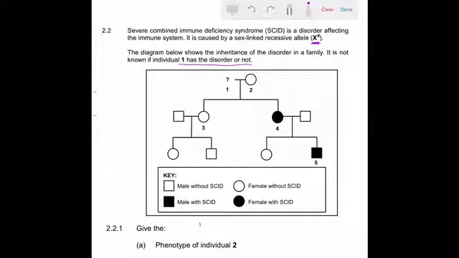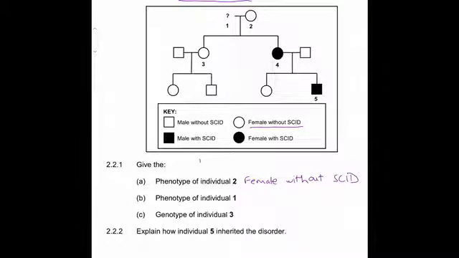So it says, give the phenotype of individual 2. In the key, individual 2 is a female without SCID. Now remember, phenotype doesn't mean she's not heterozygous. It means that she appears normal. So the phenotype of individual 2 is a female without SCID.